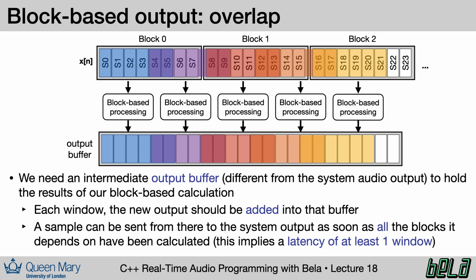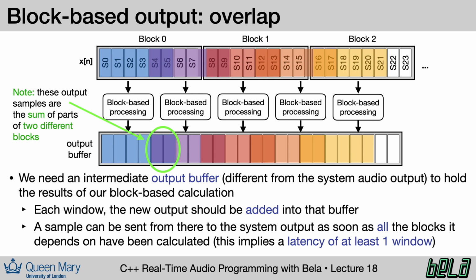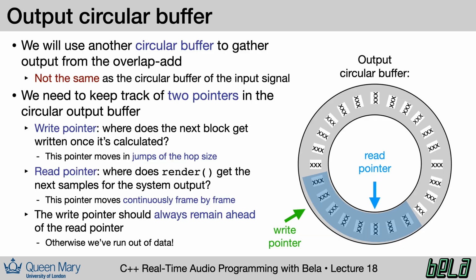Perhaps the most important thing to emphasize about the output buffer is that certain samples can only be calculated as the sum of different windows. This is because our windows overlap. To implement the output buffer, we can use another circular buffer like we did with the input. However, we do need 2 separate buffers, one for the input and one for the output.